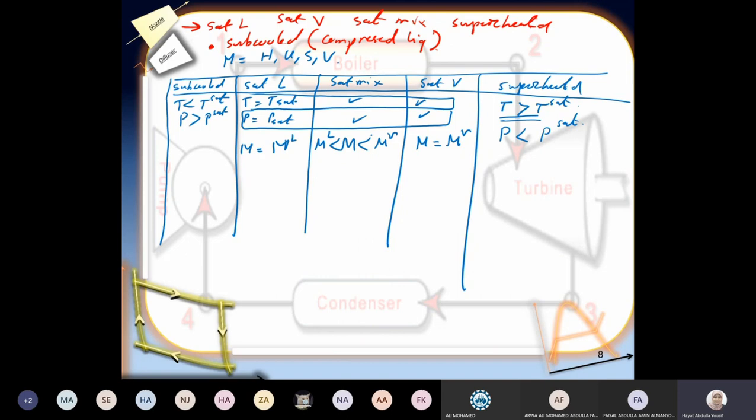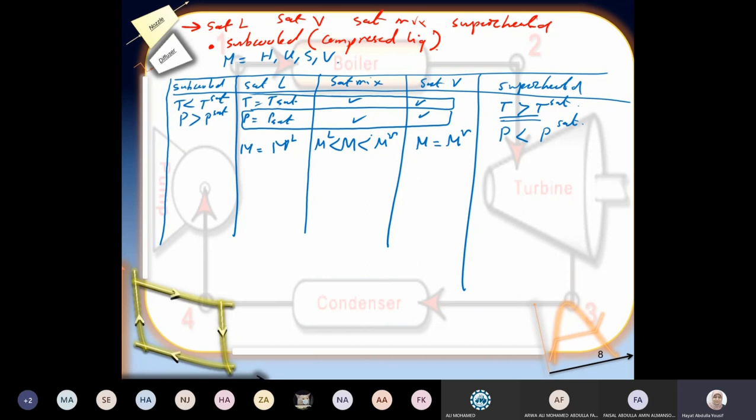The idea here is that the way you will find the property, or the way you will define the phase, is by looking at temperature and pressure, or looking at the properties. Is the property equal to liquid properties? Is the property equal to vapor properties? Are the temperature and pressure above or below Tsat and Psat? Then here you have to decide.